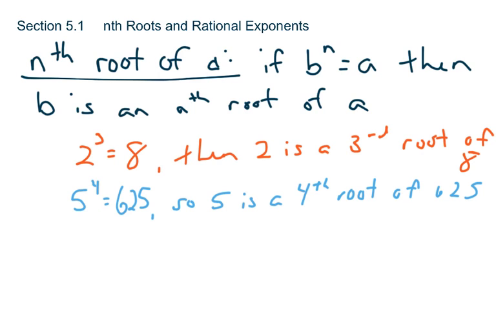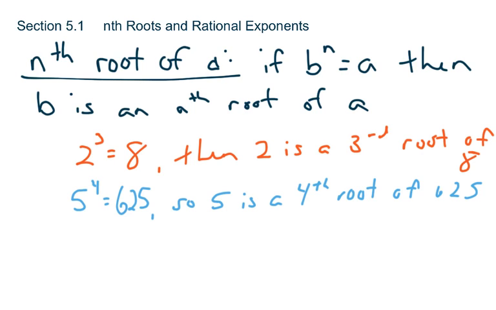Basically we're looking for that number, multiplying it by itself however many times you need for the root, gives you the root. So if I want to know the fourth root of 625, really what I'm asking myself is what number multiplied by itself 4 times gives me 625, and that's where 5 comes from.